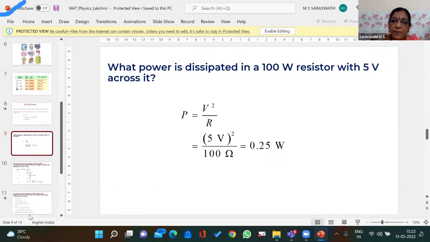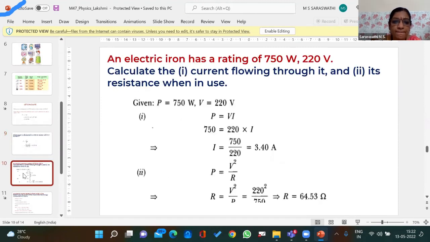What is the power dissipated in a 100 ohm resistor with 5 volts across it? So 5 into 5, V squared by R, becomes 0.25 watt. You can do this, then refer to the worked out example.